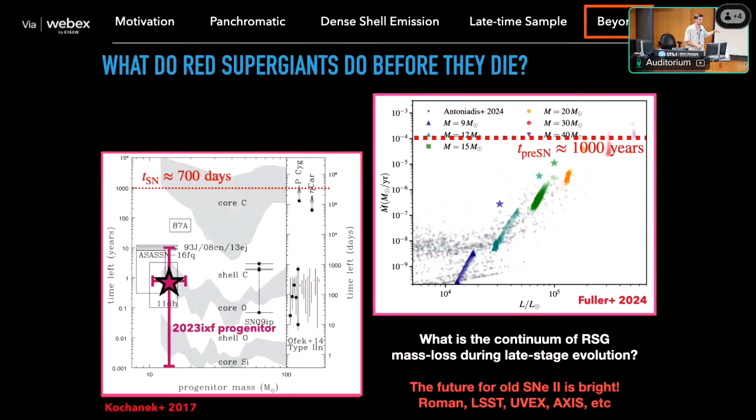You need to go from near infrared to mid infrared. You need to get long-term monitoring with LSST. You need UV. You need X-rays to continually get the X-ray signature at late times.